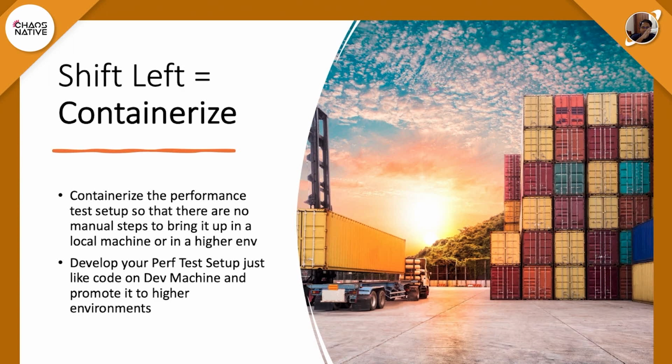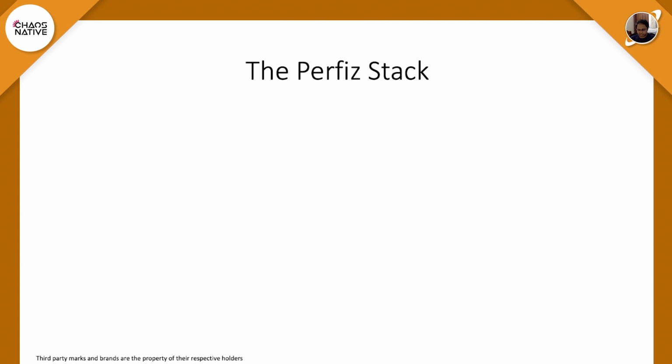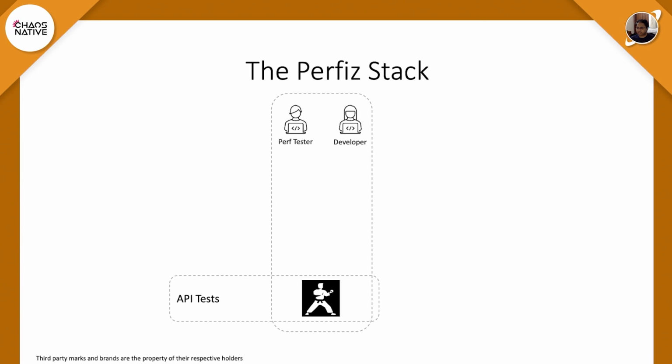So that's the objective. With that, I'd like to jump into a quick demo of Perfees. Perfees is a tool that we came up with based on some of these principles that we've been speaking about for some time now. It helps perf testers and developers collaborate, wherein the developer can write API tests in Karate, and the thing can be leveraged as a perf test through Karate Gatling integration without actually writing Scala code. I'll get to that in a bit.